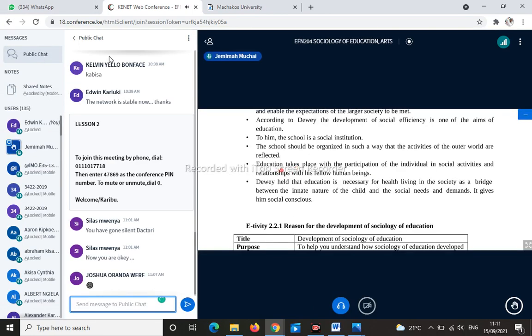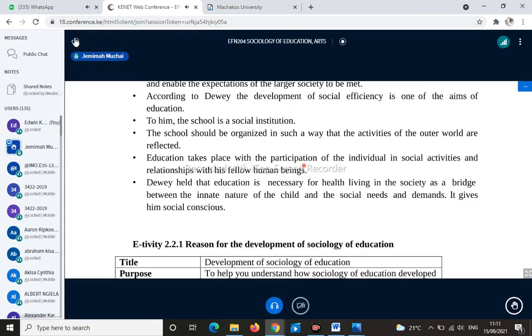Another point is that education takes place with the participation of individuals in social activities and relationships with fellow human beings. When you are being educated, you have to participate in social activities. Right now, you are in class. You are listening. You're participating in the listening.